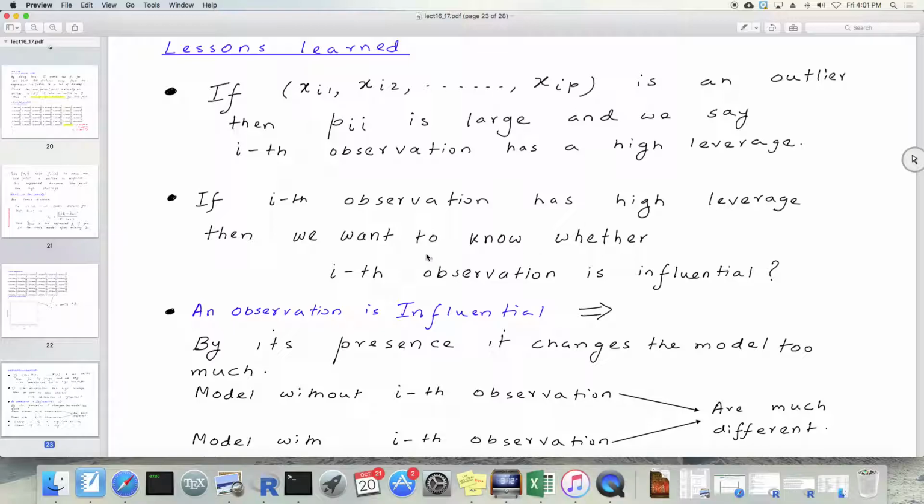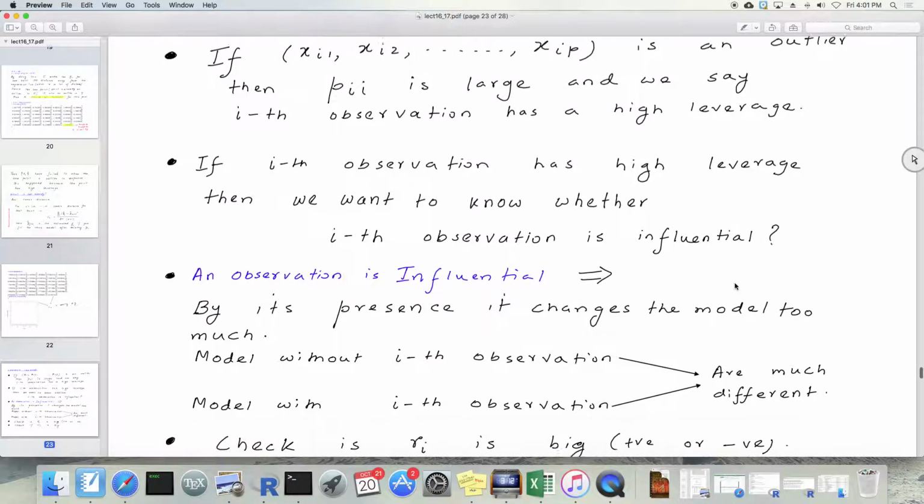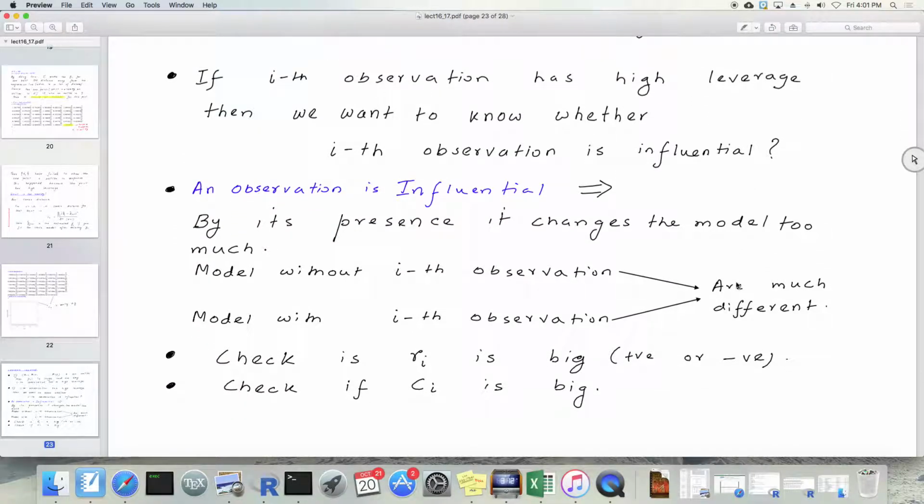So that means we want to know whether the ith observation is influential. What does the word influential mean? An observation is influential if by its presence it changes the model too much.